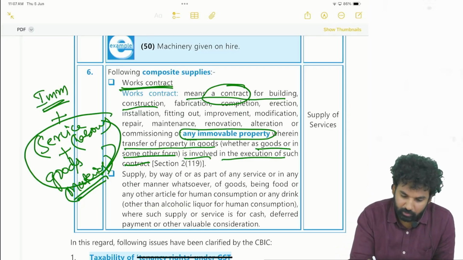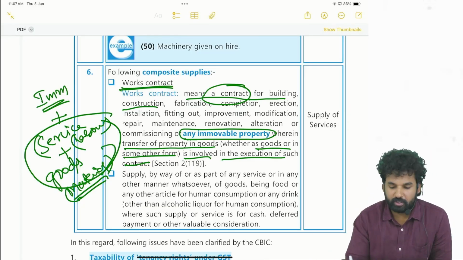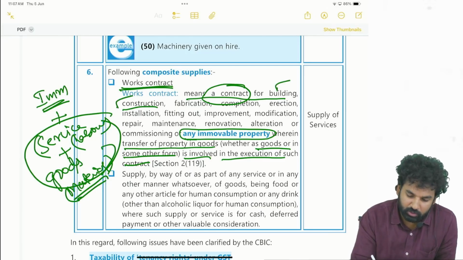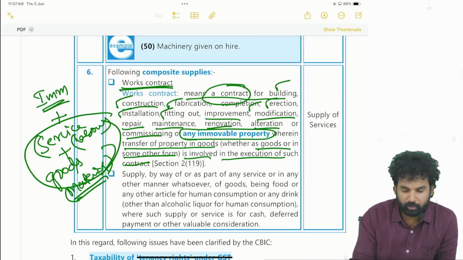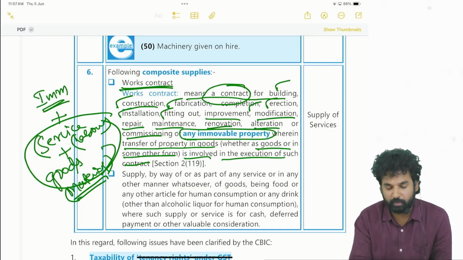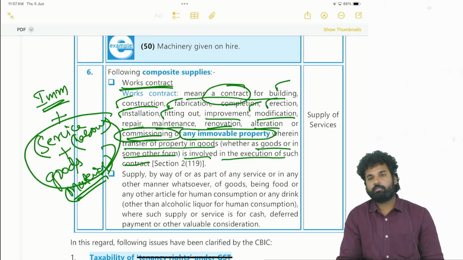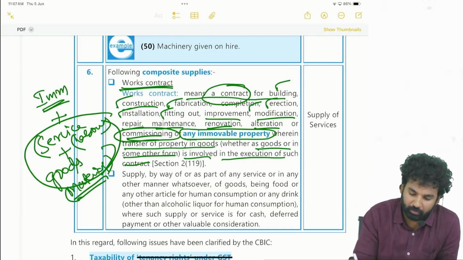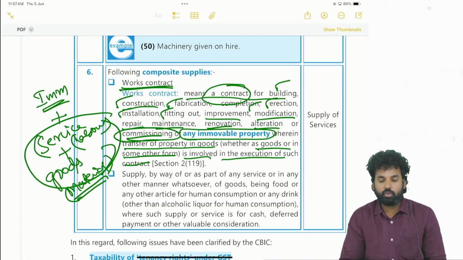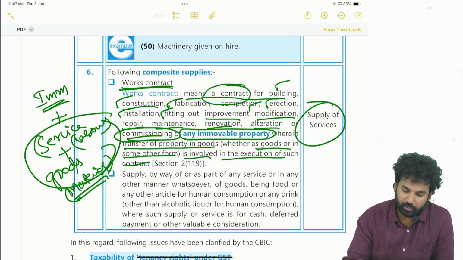Okay, right. So here there are some forms of works contract service. These are building, construction, fabrication, completion, erection, installation, fitting out, improvement, modification, repair, maintenance, renovation, alteration or commissioning. See here, every word is self-explanatory, but commissioning means completion of a building in all respects. Commissioning of an immovable property, wherein transfer of the property in goods, whether delivered directly or in any other form, and there is a service involved in it. So this is supply of service, right?